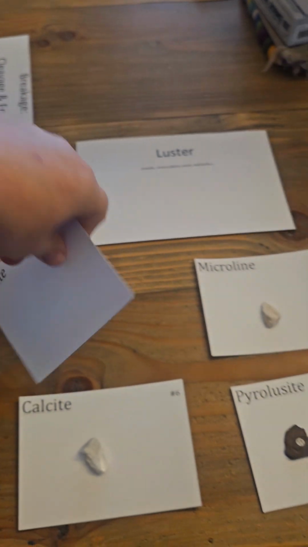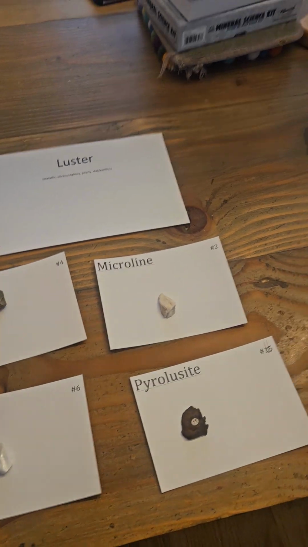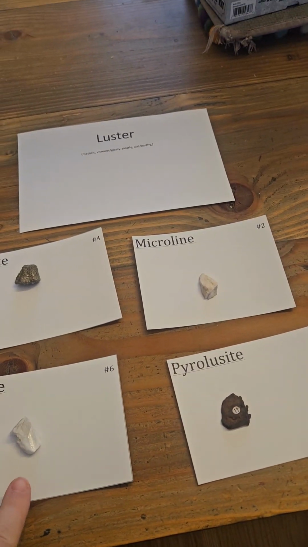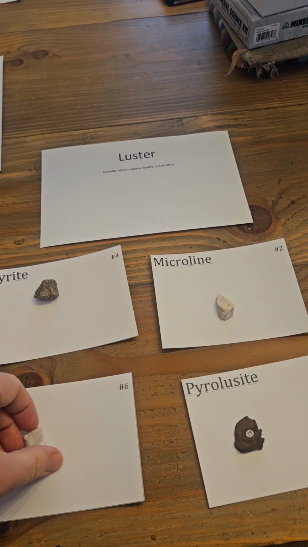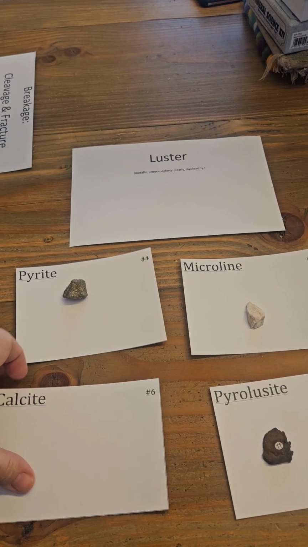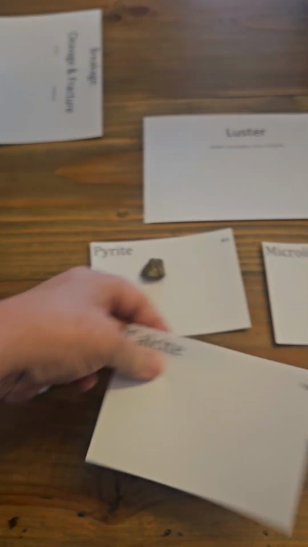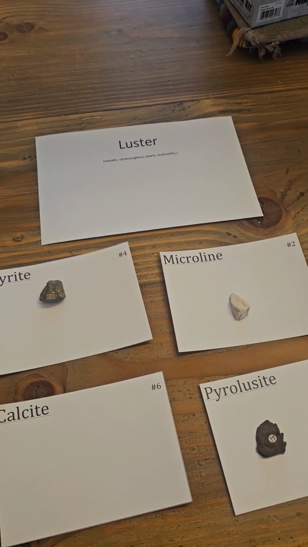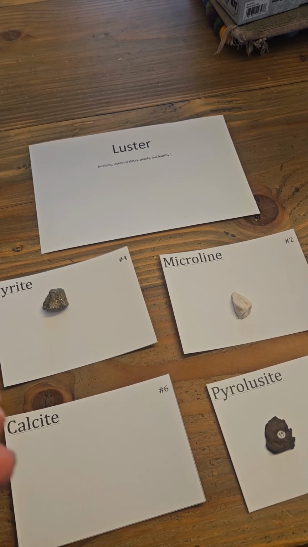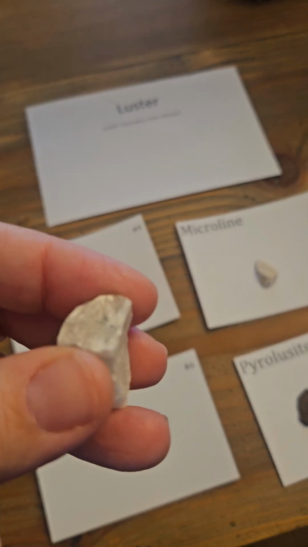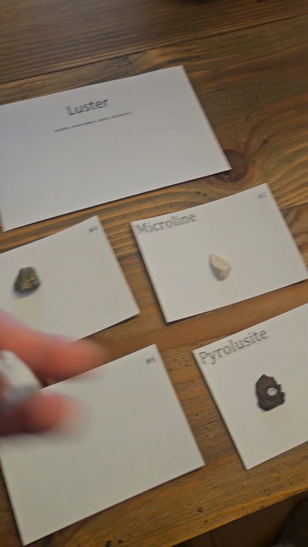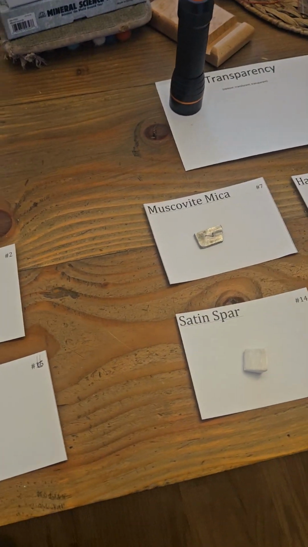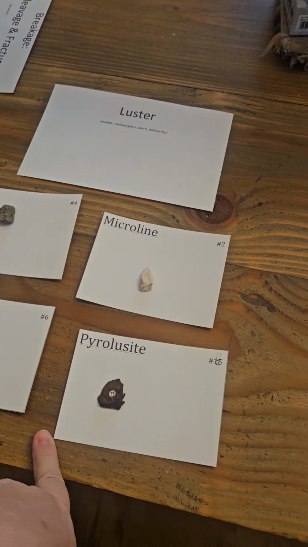So the pyrite is metallic. And then the calcite here, pick it up. And this one is actually dull. Part of it looks a little bit shiny, but I think it's because it's been touched so much, but you can see where the break is that it's actually a dull mineral there. So you'll go over each of those with the students.